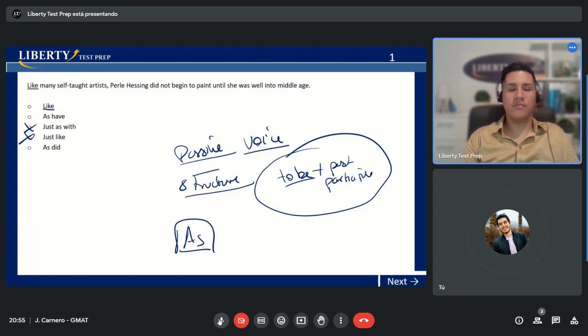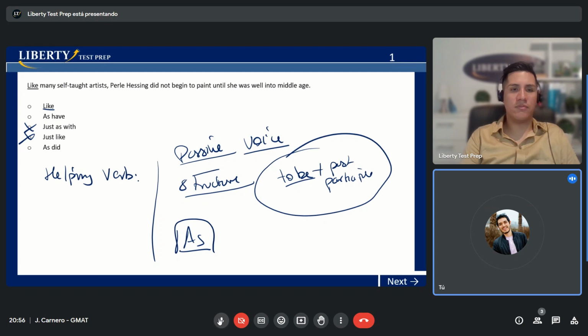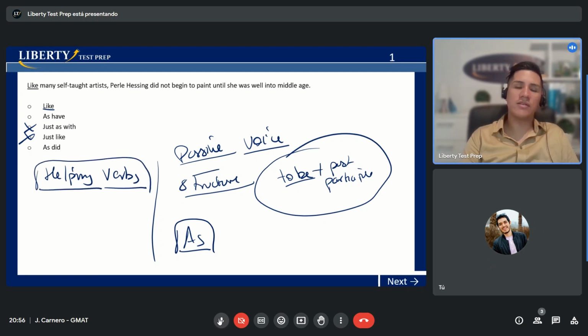Okay. Notice here we have to use a theory, the last theory we saw yesterday, which was helping verbs. That's what we have to use. That's why at least one of them is wrong because of that. Then the other one is wrong because of meaning. And yeah, A is the answer. We have to be able to eliminate B, and let's see, B. Do you see any helping verb in B?